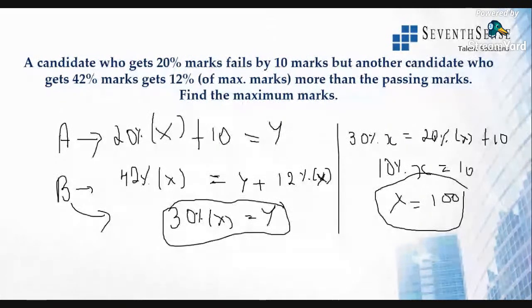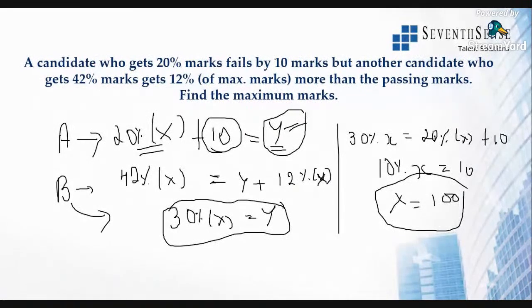Okay, I repeat: candidate A scores 20% of the marks and fails by 10 marks. If I fail by 5 marks and I've scored 30, the passing marks will be 35, right? I am 5 marks less than the passing marks, so the passing marks is 35. The same concept is here. He gets 20% of X and he fails by 10 marks. If he adds the 10 marks, he will pass. So candidate A has to score Y marks to pass.